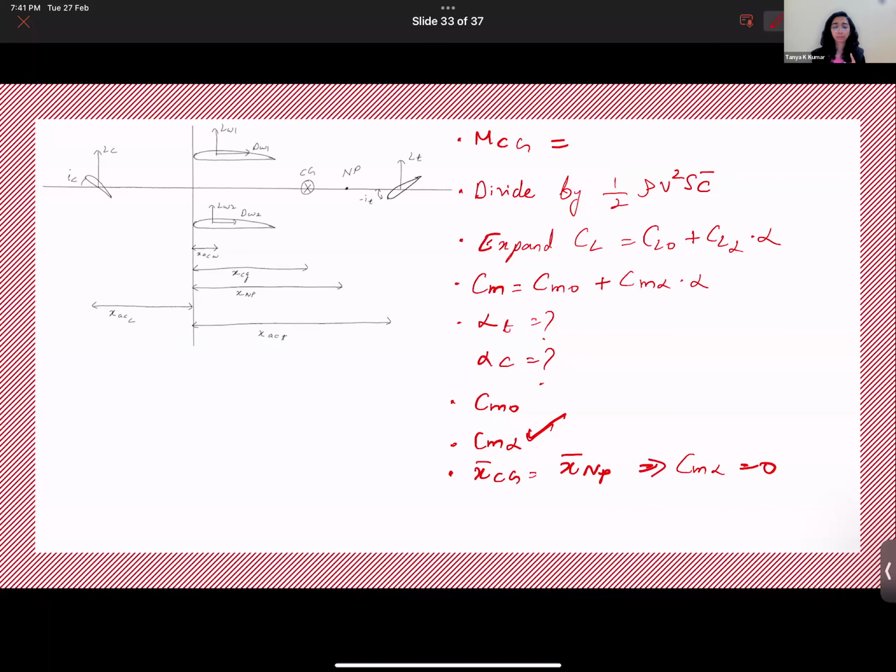Start with moment, divide by half rho v square S C bar, expand the CL, find out Cm naught, Cm alpha. Before that, find out the angle of attack at the tail and at the canard, and then substitute that Cm alpha is 0 at neutral point. Okay? Do this and we'll try doing it together in the next class along with the numerical values.